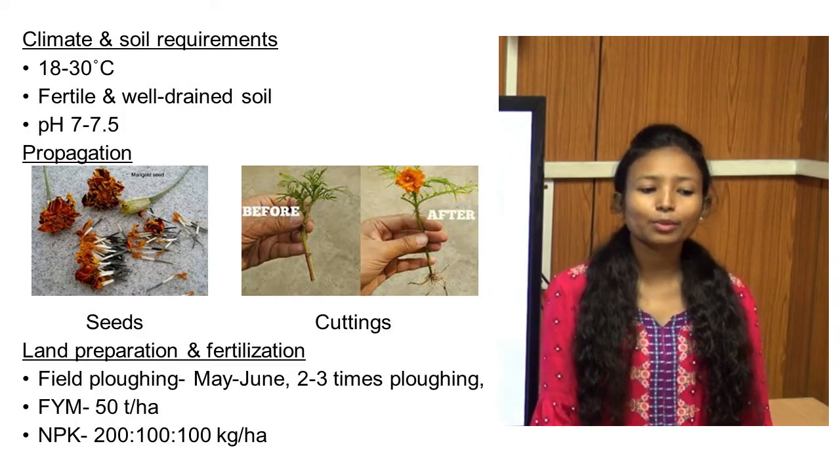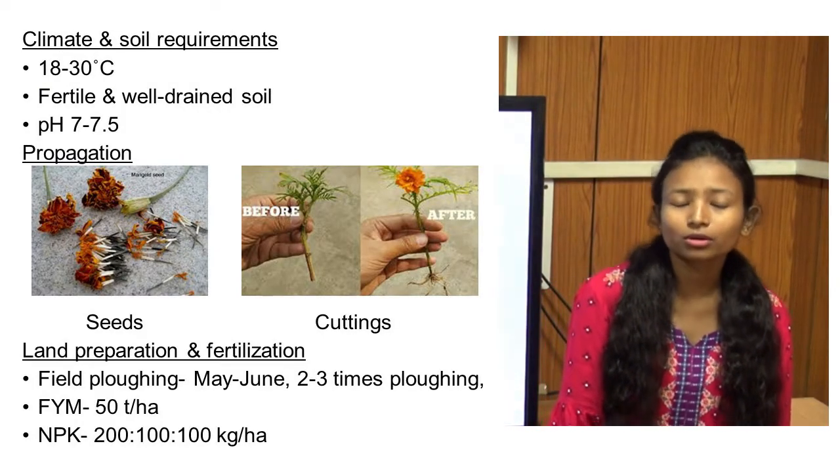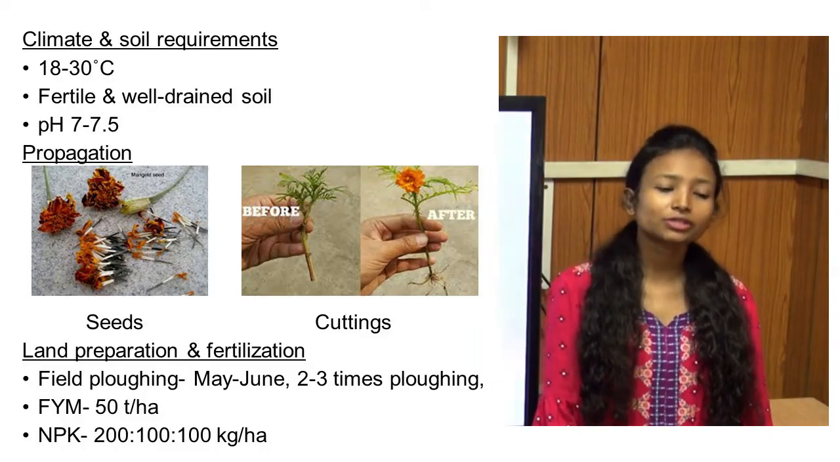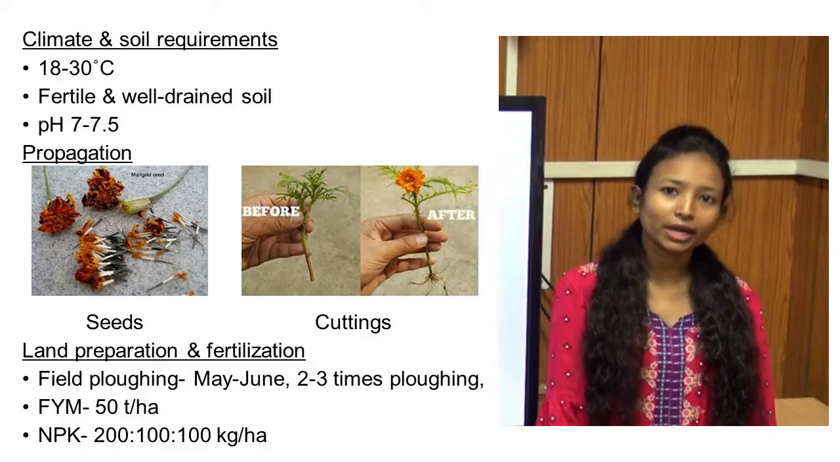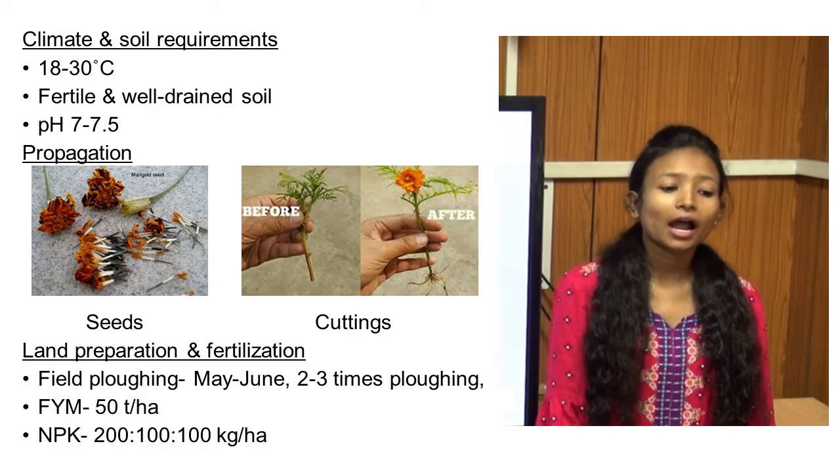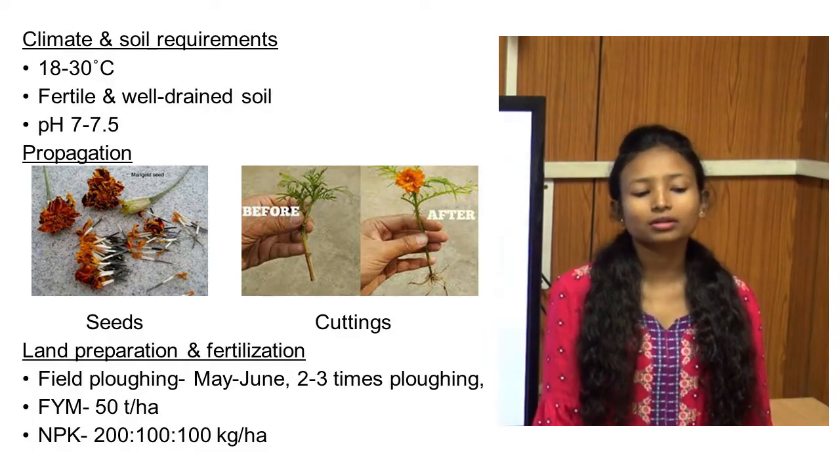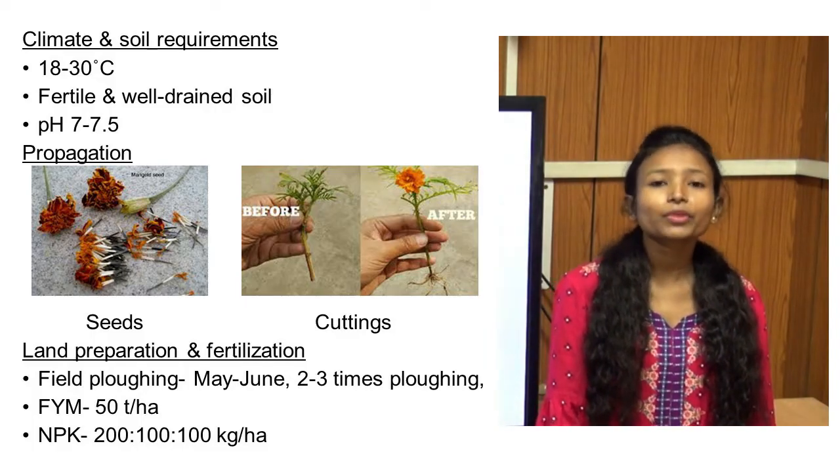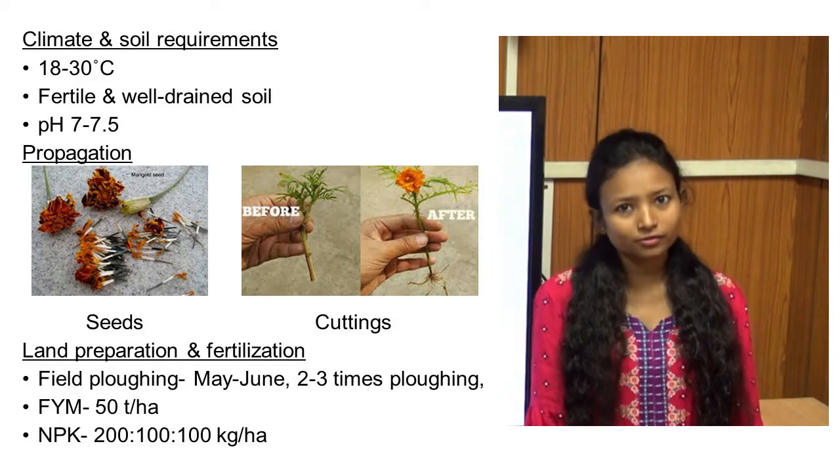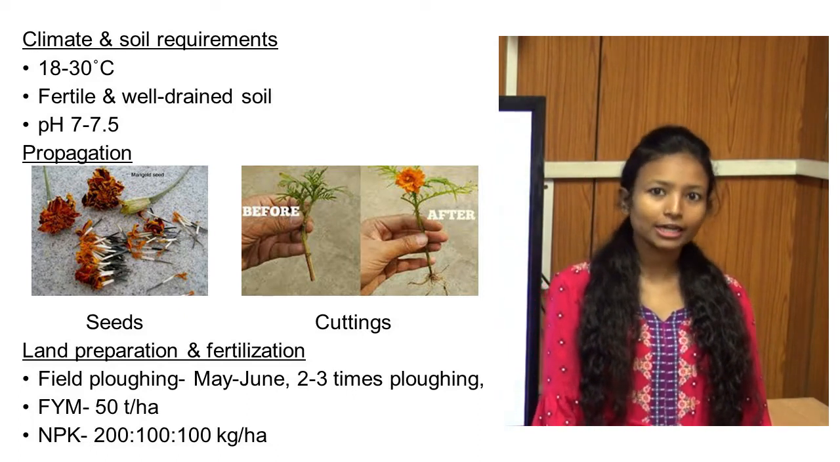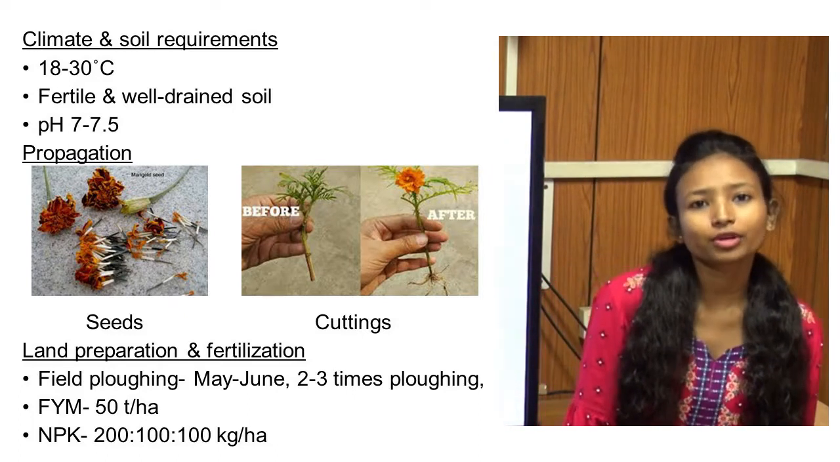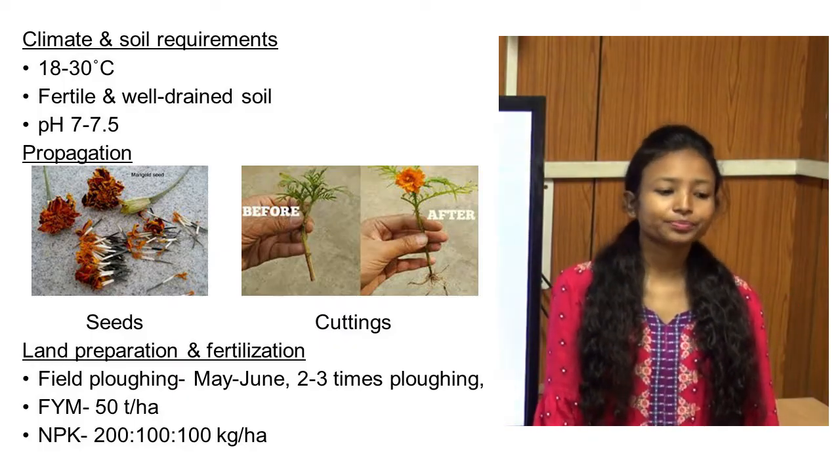Under soil and climatic requirements, although marigold can be grown in a wide climatic range, the favorable temperature ranges from 18 to 30 degrees Celsius. And it can also be grown in a wide range of soil, provided that it is fertile and well drained, with pH 7 to 7.5.